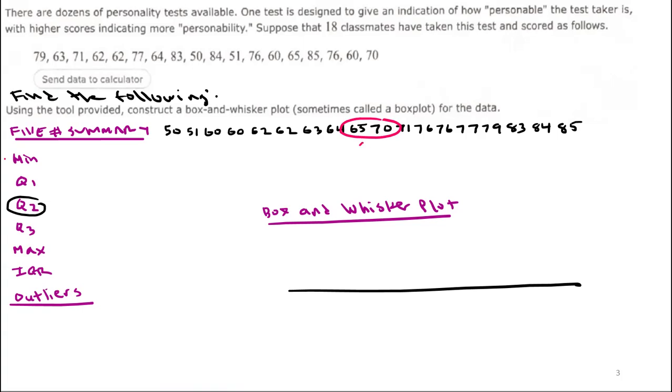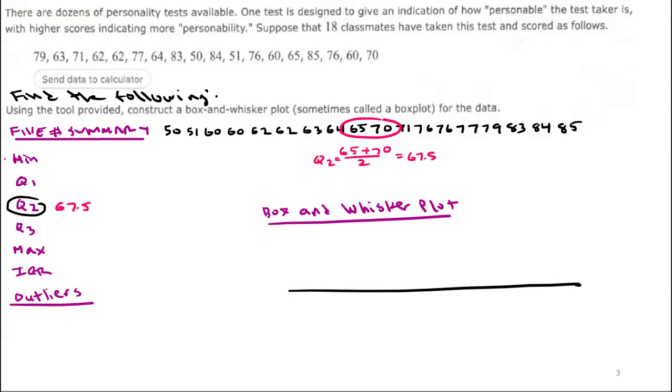So we need to take the average of the two. So 65 plus 70 divided by 2. That's going to give us 67.5. Hopefully you wrote that down. So that's going to be our Q2, the most important number we have to find first. So we write 67.5.